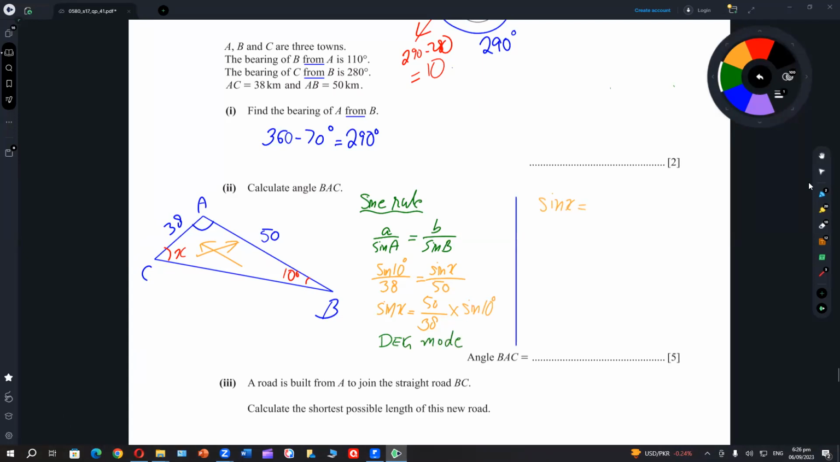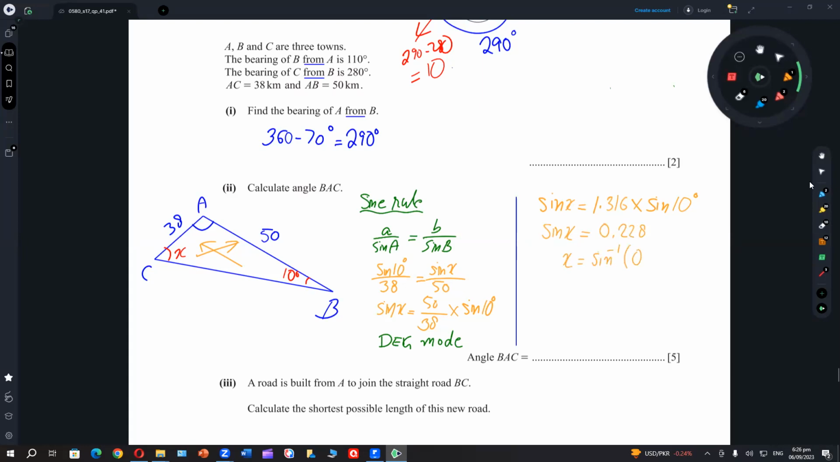Can you tell me what is 50 upon 38? That's 1.3316. And then I would multiply it with sine 10. Yes. Now I got 0.228.